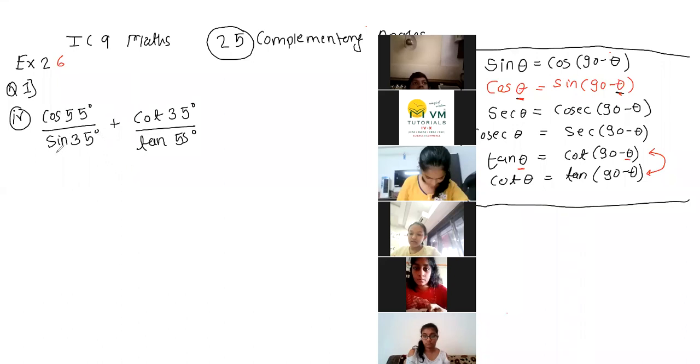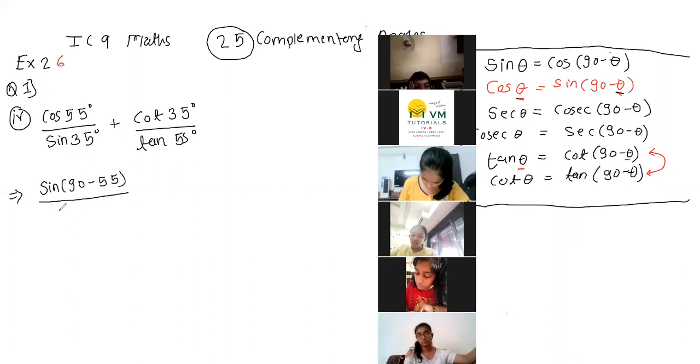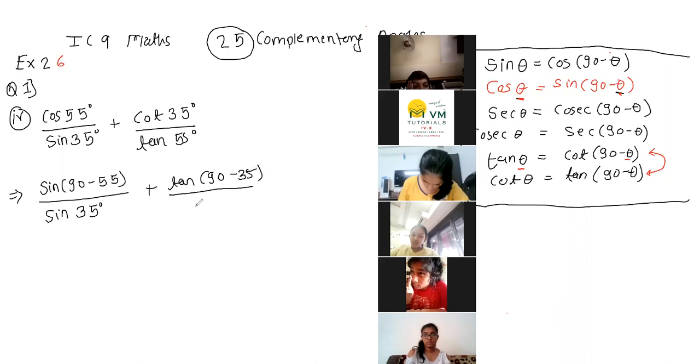So cos and sin are complementary, cot and tan are also complementary. So 55 and 35 make 90, 35 and 55 make 90. We have to change any one value. So in the numerator, cos is there, in the place of cos just write sin 90 minus 55, and the denominator is also sine 35. Again in the numerator, in the place of cot just write tan 90 minus 35, and here tan 55.